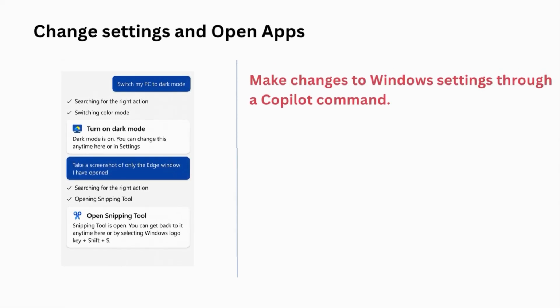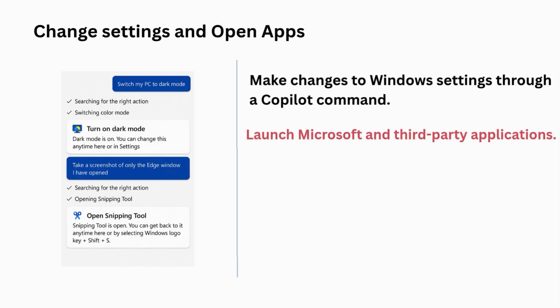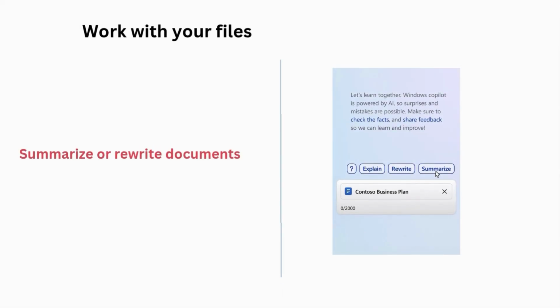PC settings integration. Change Windows settings by simply asking Copilot. No need to navigate through menus, just use natural language commands. App launching. Ask Copilot to open Microsoft apps, for example Word, Excel, Outlook, or third-party apps installed on your PC. File interaction. Copilot can help with your files by summarizing documents, rewriting content, and transcribing audio files into text.